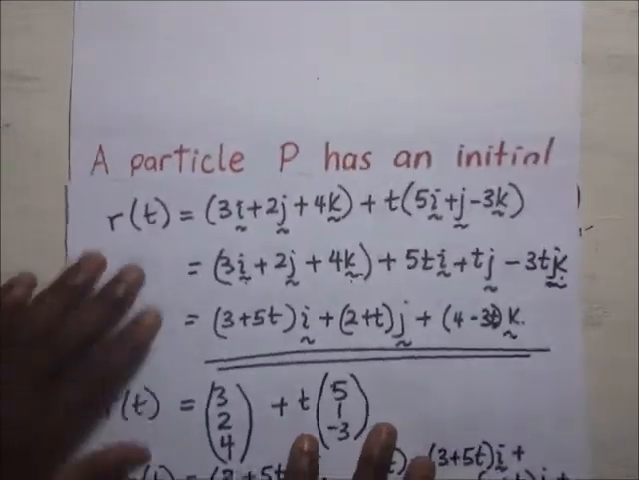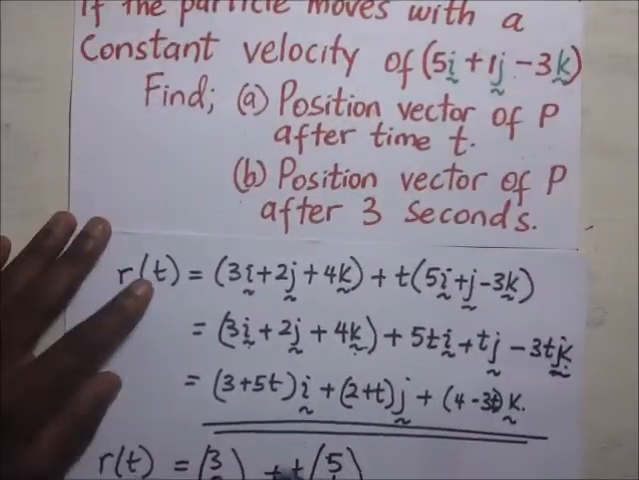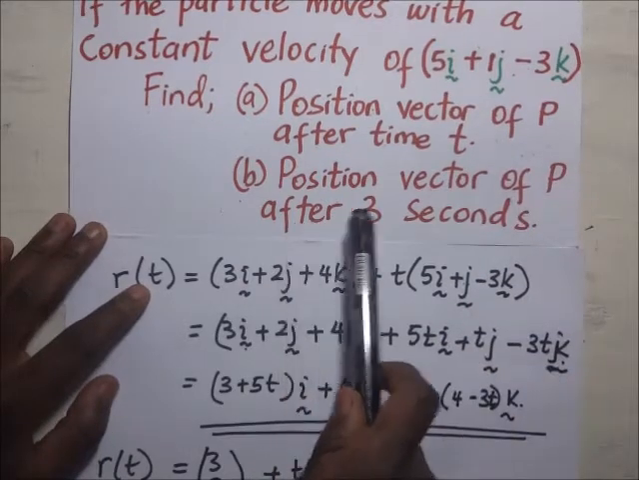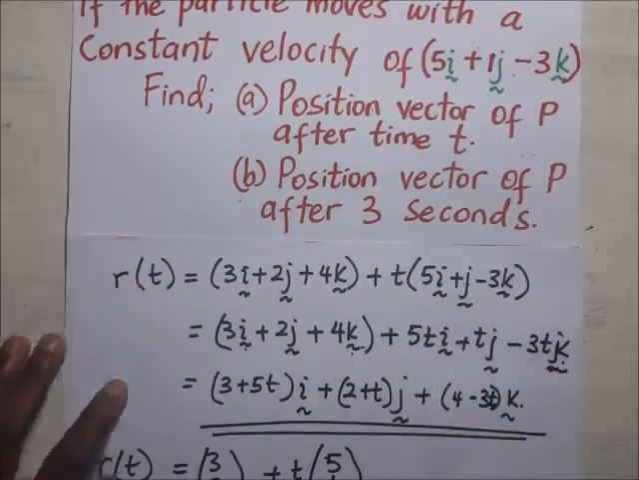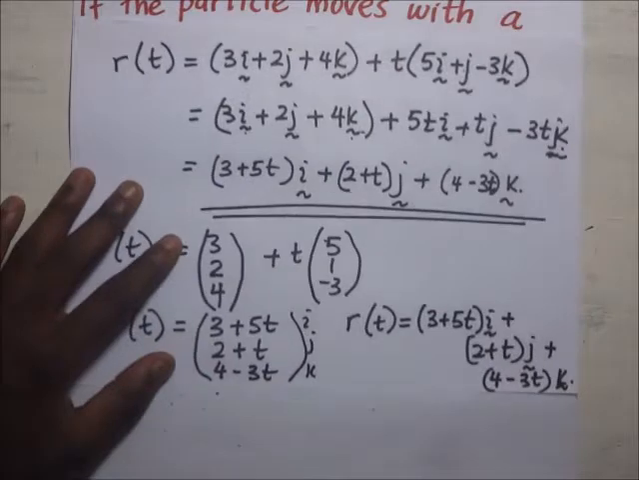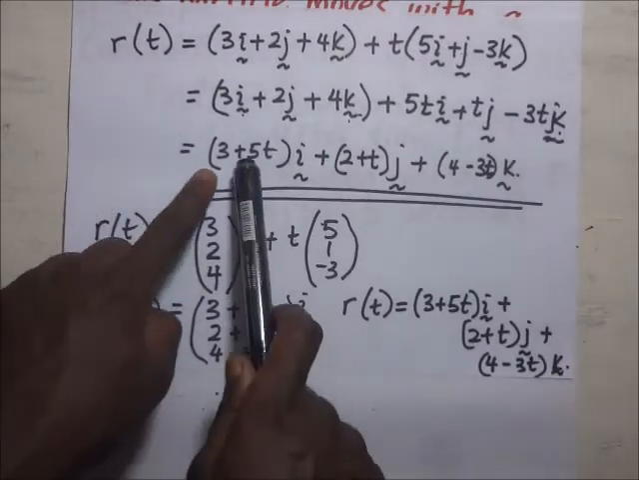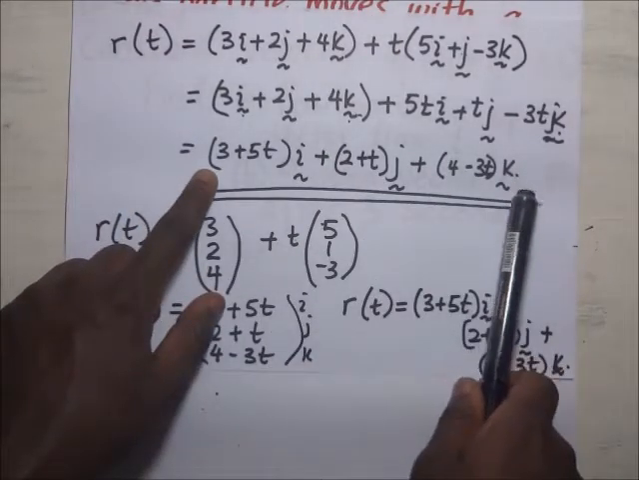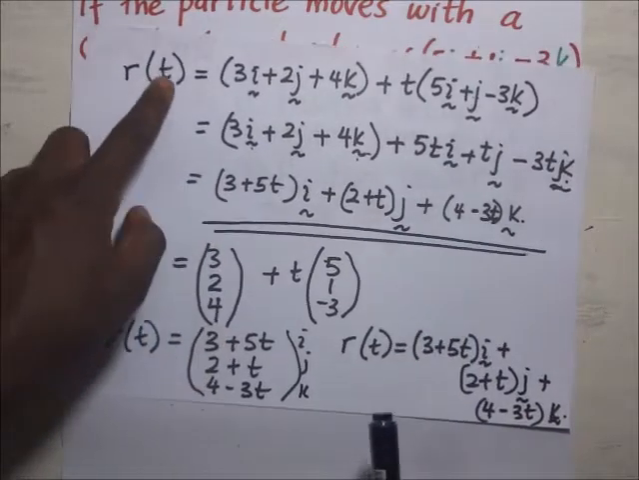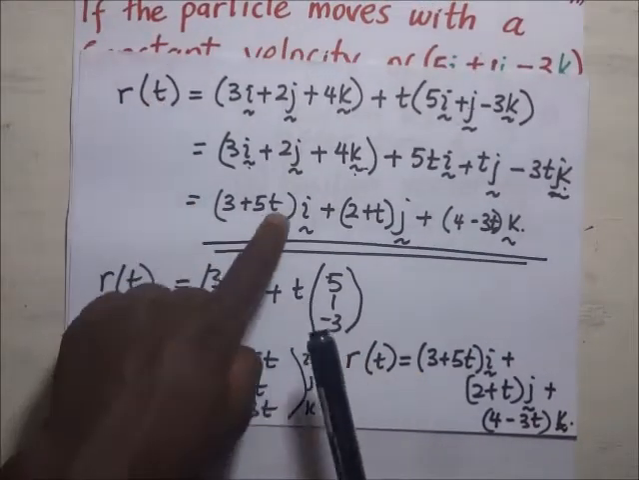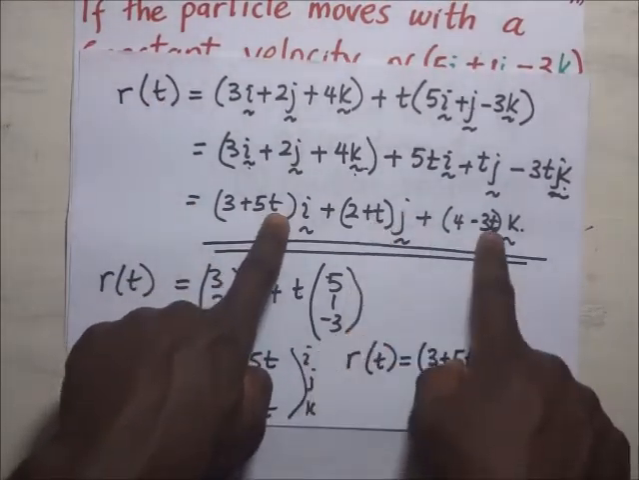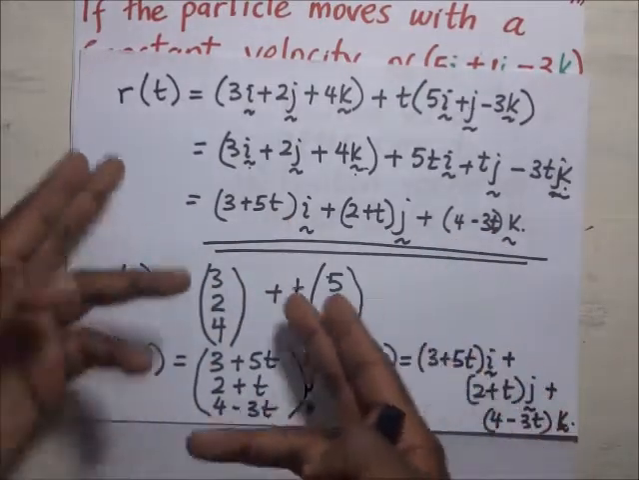Now let's go ahead and do part B. Part B is asking us to find the position vector of P after 3 seconds. So if it is after 3 seconds, it means that since we have the expression for the position vector after a certain time t, and here they are telling us that the time is 3 seconds, we are simply going to substitute for the value of t. We are going to put there 3 seconds and we get the position vector after 3 seconds.